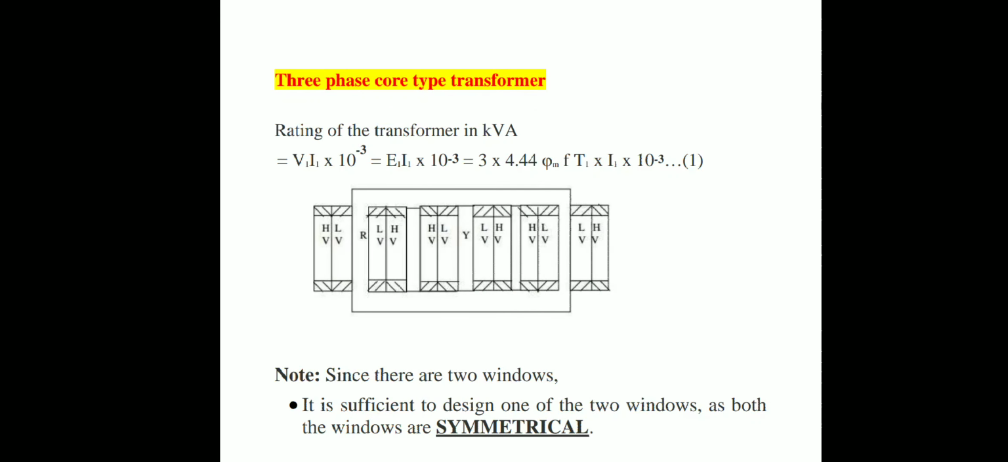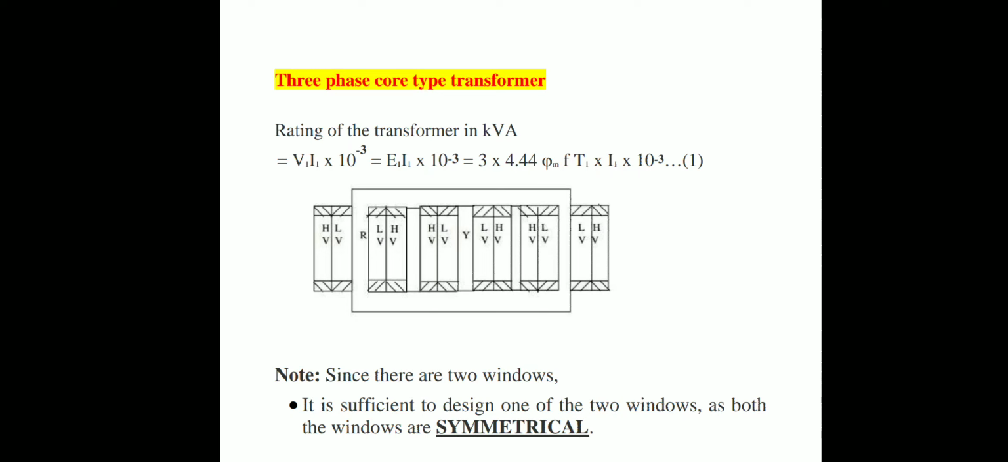Now, for 3-phase core type transformer, again we are going to start from KVA, which is V1 I1 into 10 raised to power minus 3, which is again equal to E1 I1 into 10 raised to power minus 3, which is equal to 3 into 4.44 phi m f T1 into I1 into 10 raised to power minus 3. Call it equation number 1 for the 3-phase core type transformer.